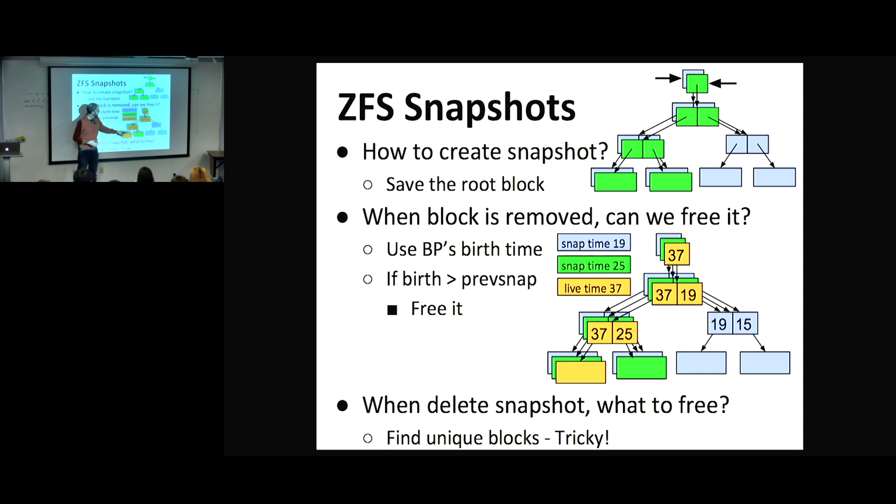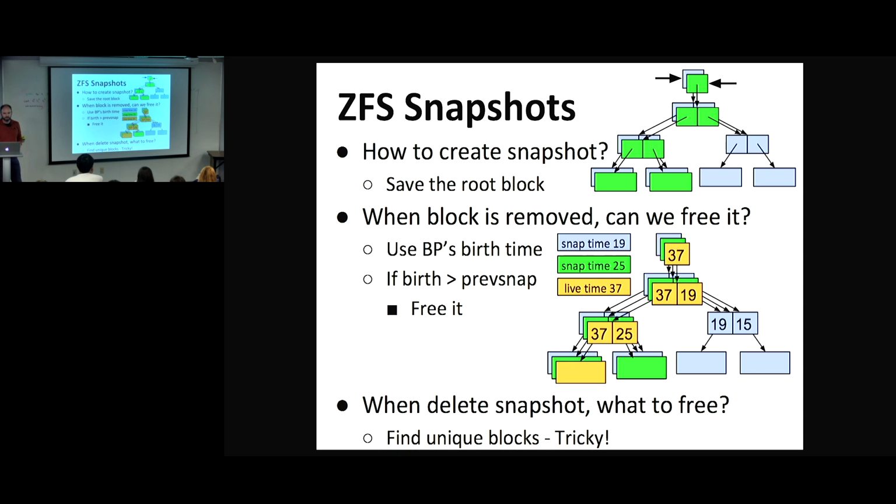So here, this is the block pointer that's telling us information about this block. If we no longer need this block, we look at the block pointer. It tells us created at time 37. The most recent snapshot was at time 25, so therefore the snapshot doesn't reference it. But if we don't need this green block anymore, it was written at time 25, which is less than or equal to the previous snapshot, so we know that that snapshot does reference this block, and therefore we can't free it.